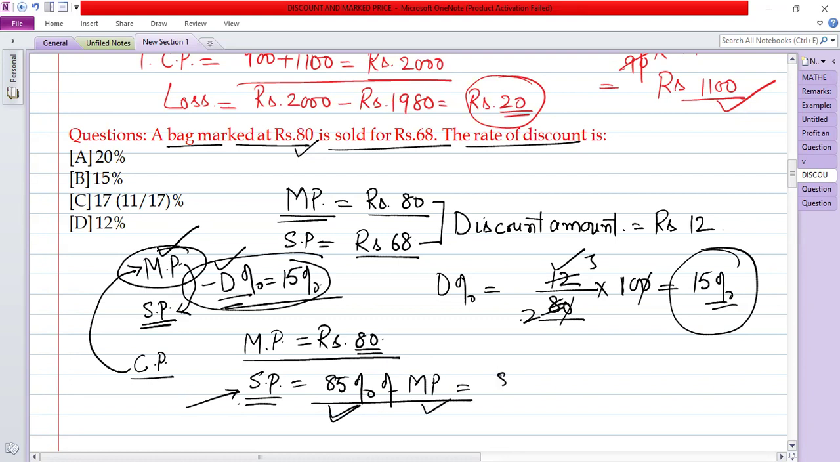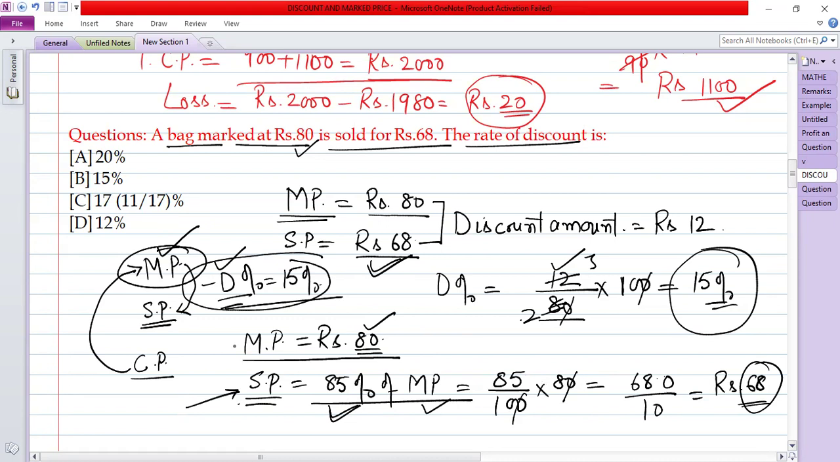Obviously 85% means 85 by 100 of the marked price, which is 80. If we calculate this, 8 fives are 40, so 680 by 10, it will be rupees 68. So this is the selling price. This fact we will use: if the discount percentage is 15, the selling price is 85% of marked price.